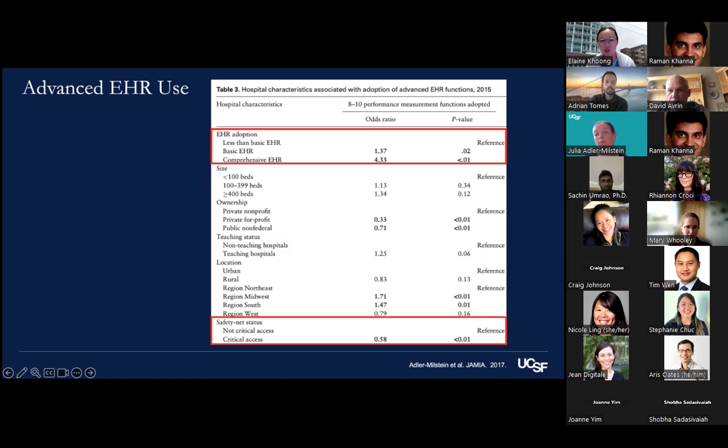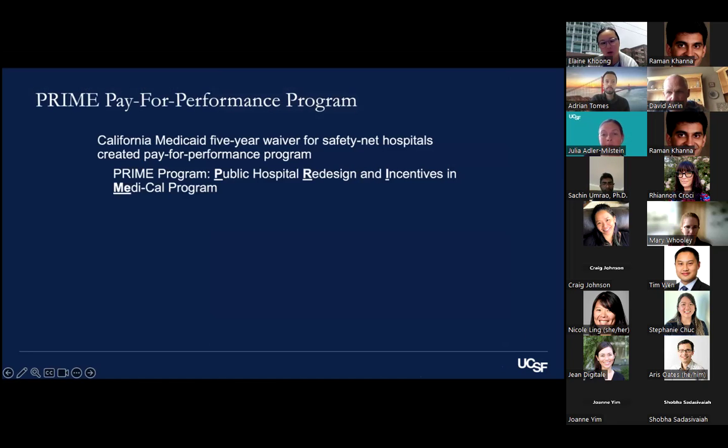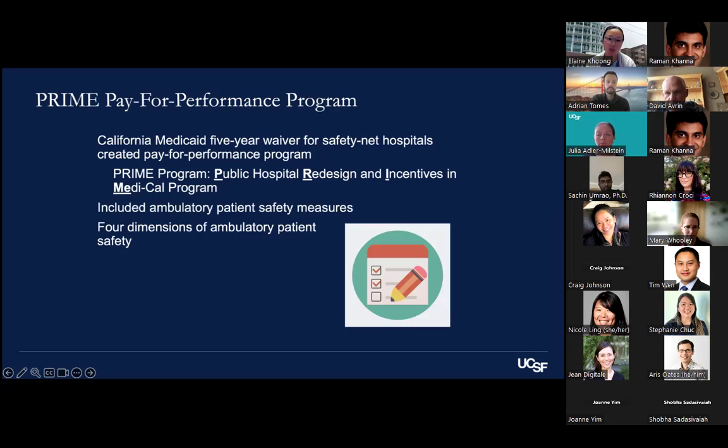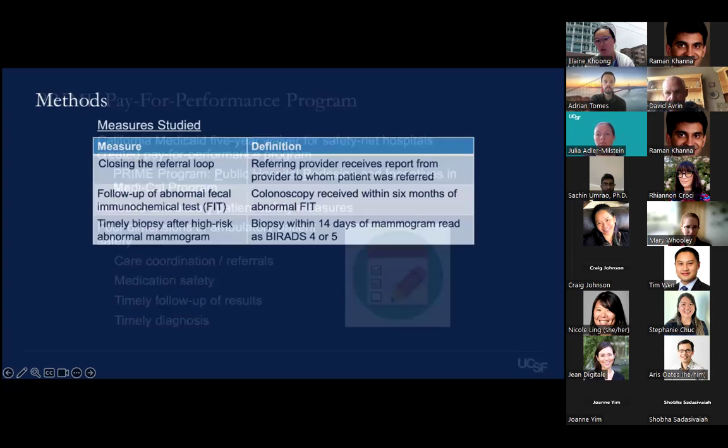What that looks like specifically, to bring this to California, is we looked at the most recent California Medicaid waivers, not the one currently in place, but the PRIME program, where it was pay for performance, and it largely became pay for reporting because of challenges with data infrastructure. We looked at a handful of specific safety measures, focused on ambulatory patient safety measures, of which there were a number, but for the purposes of this talk, I'm going to focus on 3 in particular.